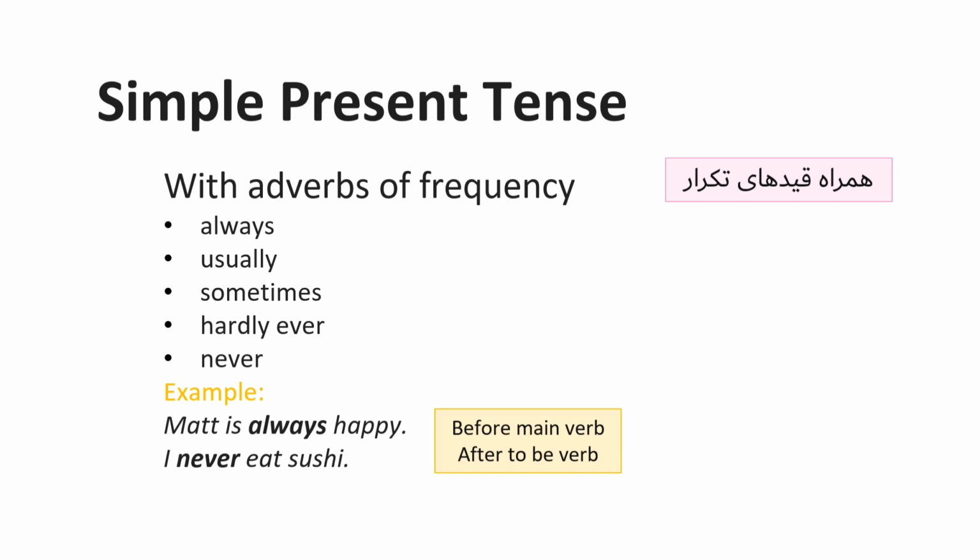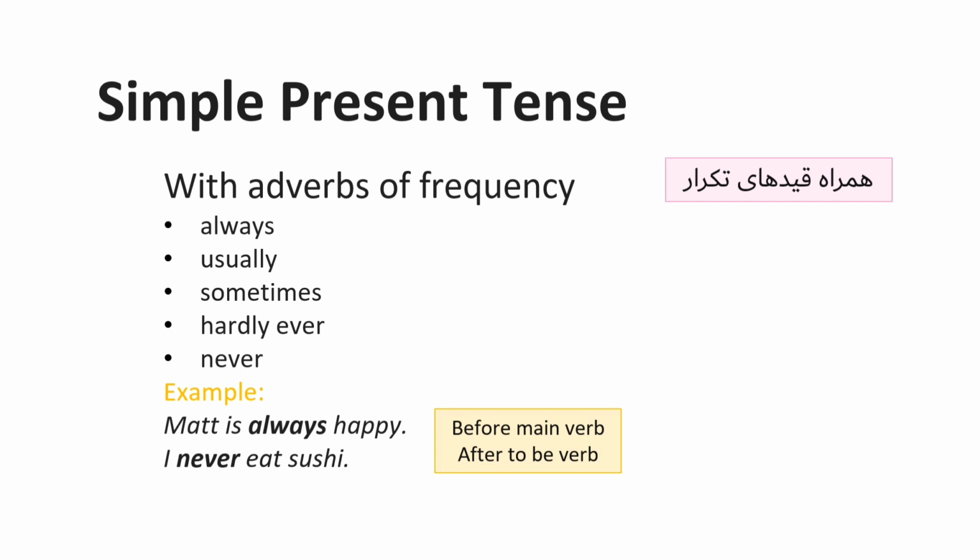Or usually means most of the time, like 80% of the time. Sometimes means like 40 or 30% of the time. Hardly ever means like 10% or 5% of the time. And never means 0%, so it doesn't happen. But still, never is an adverb of frequency. And we use simple present with that. So Matt is always happy.